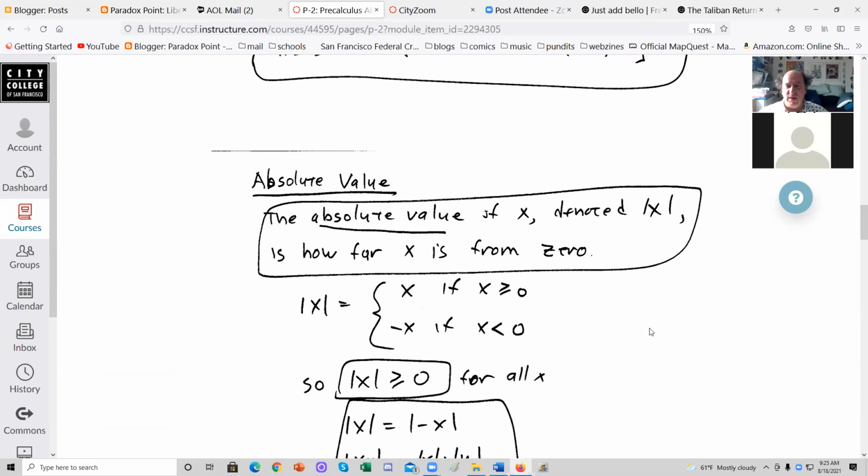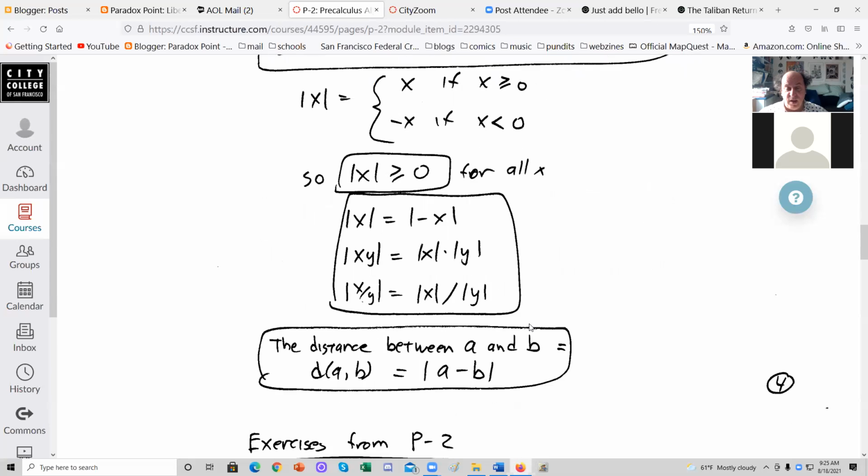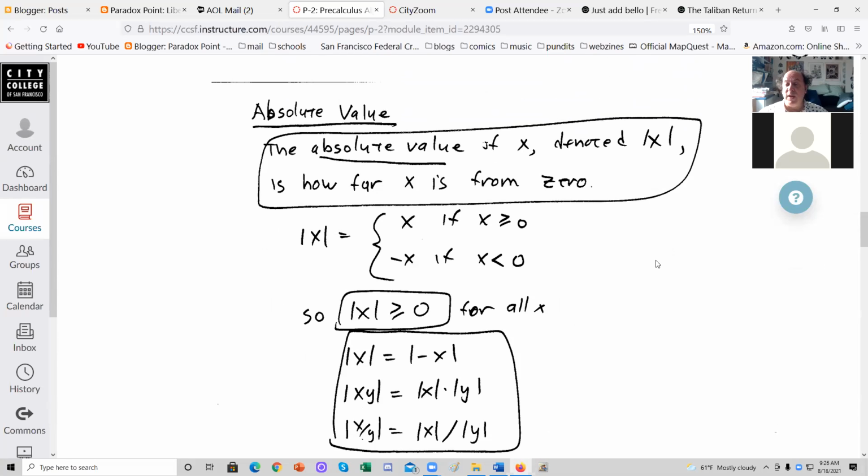The absolute value of a number is denoted by line x line. It denotes how far x is from 0. So the absolute value of x is x if it's positive or 0, and it's its opposite, thereby giving a positive sign, if x is less than 0. So for example, the absolute value of 17 is 17, the absolute value of negative 17 is 17, and the absolute value of 0 is 0. Because we always put a positive sign on a number when we take its absolute value, the absolute value is always greater than or equal to 0.